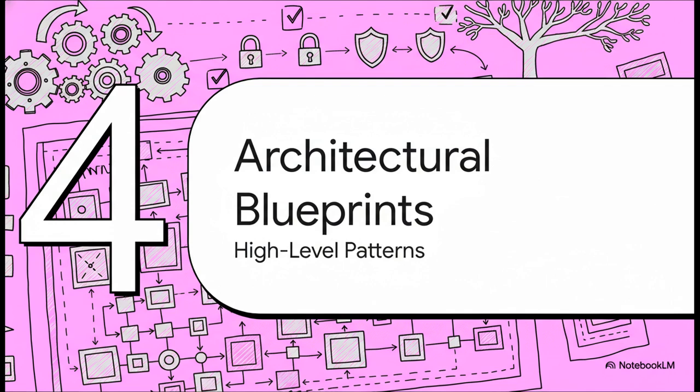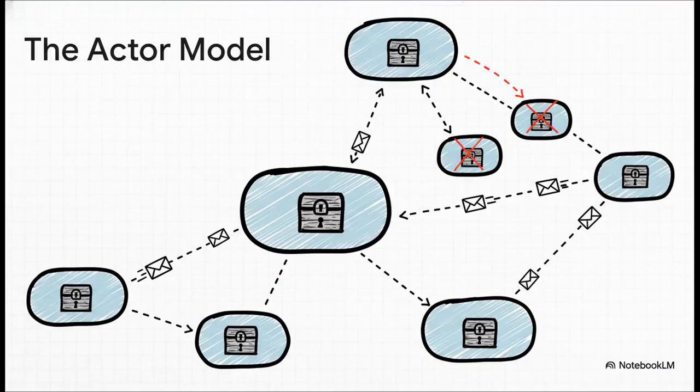So, with those basic tools in our toolbox, engineers have built bigger, higher-level patterns. These are like architectural blueprints for designing large-scale systems that are safer and way easier to reason about. And one of the most powerful is the actor model. The core idea is simple, but it's totally revolutionary. It asks, what if we just got rid of shared state completely?